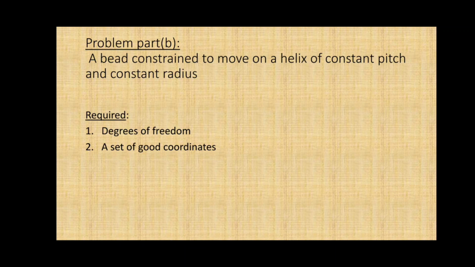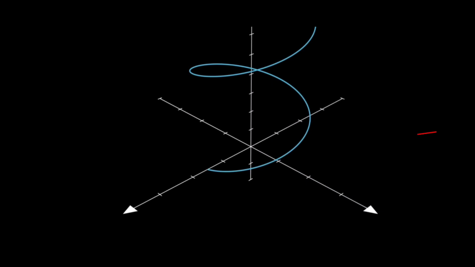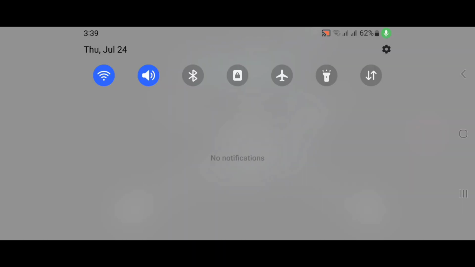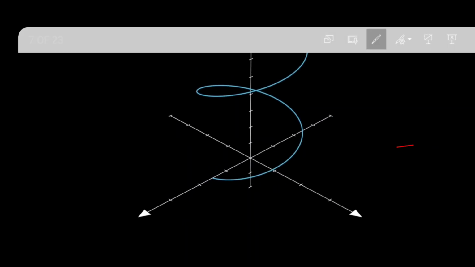Here it is, a bead constrained to move on a helix of constant pitch and constant radius. We have to find the degrees of freedom and a set of good coordinates. This is the figure, and here is the constant pitch and constant radius. The distance from here to here is h. That is the constant pitch. It does not expand or contract.